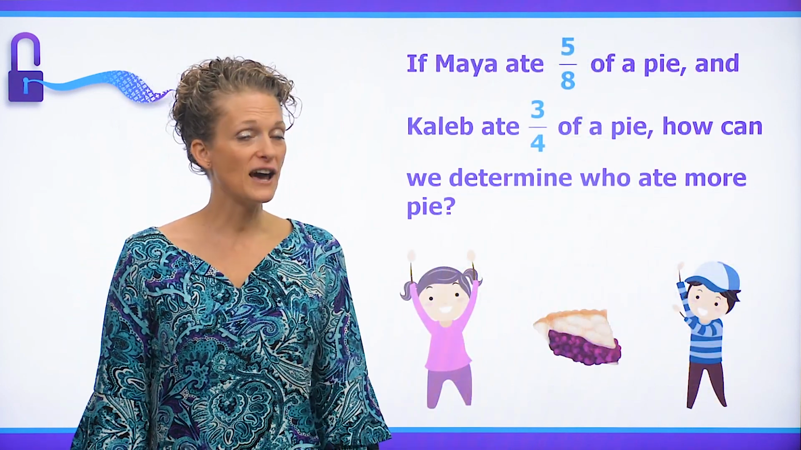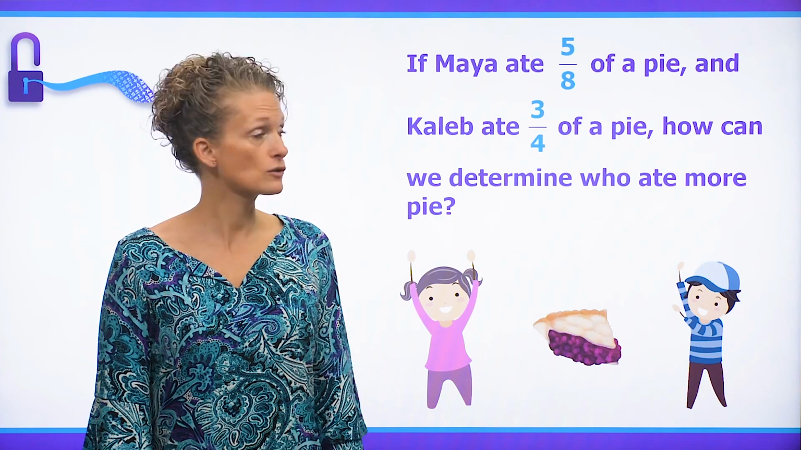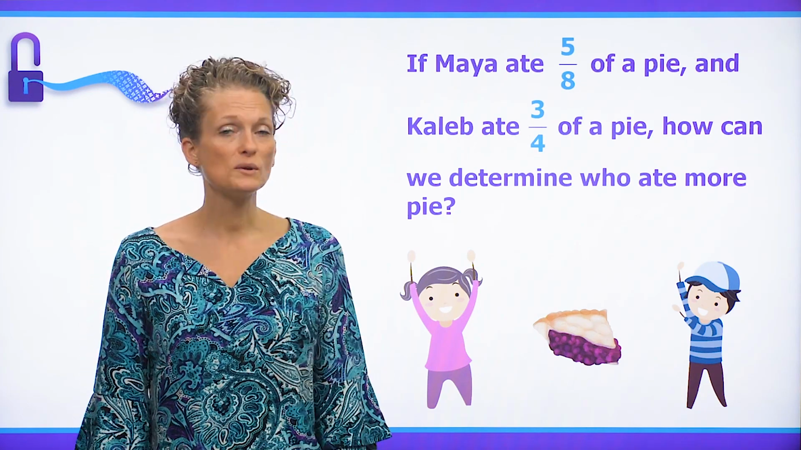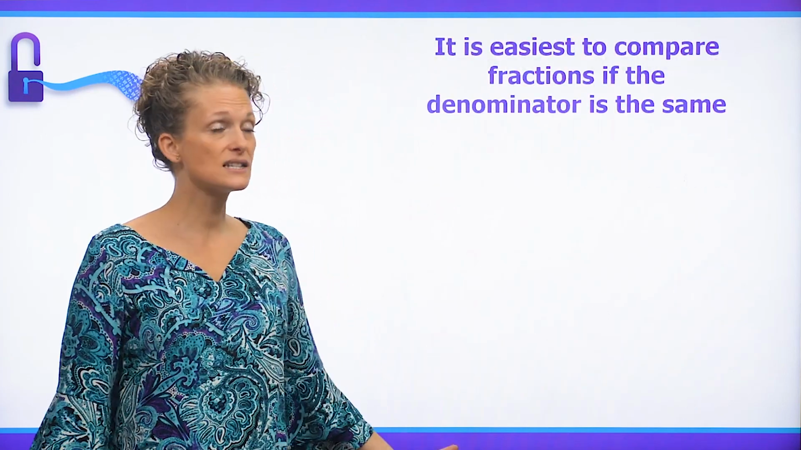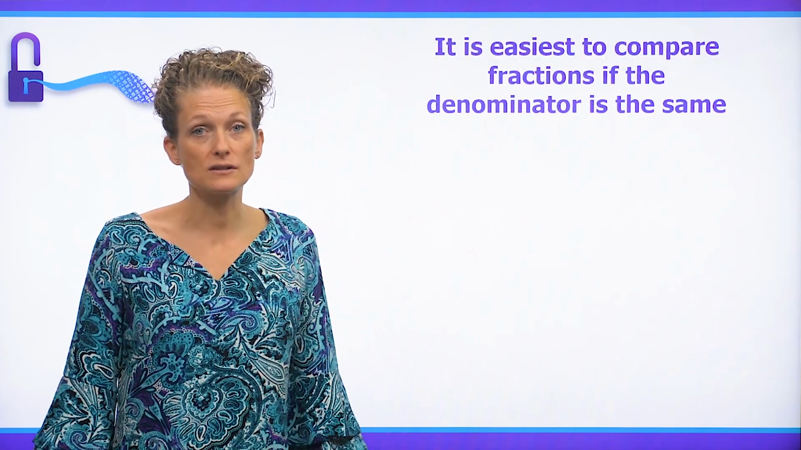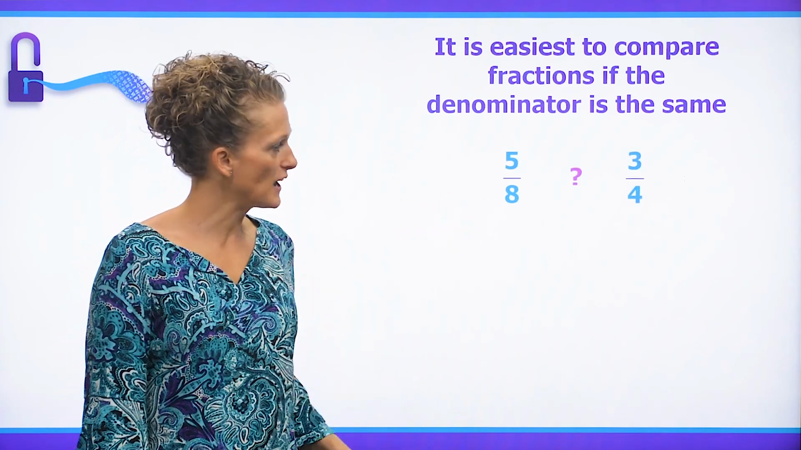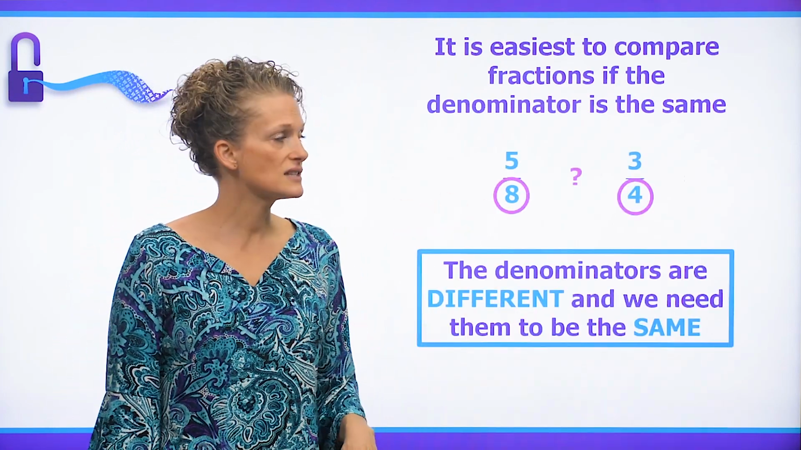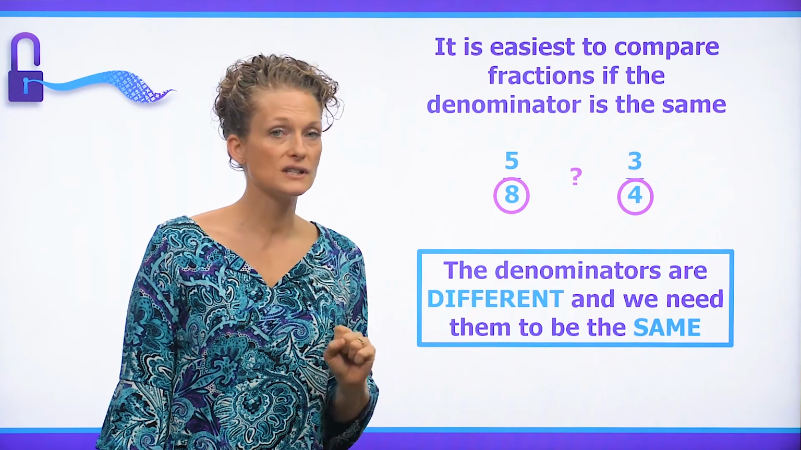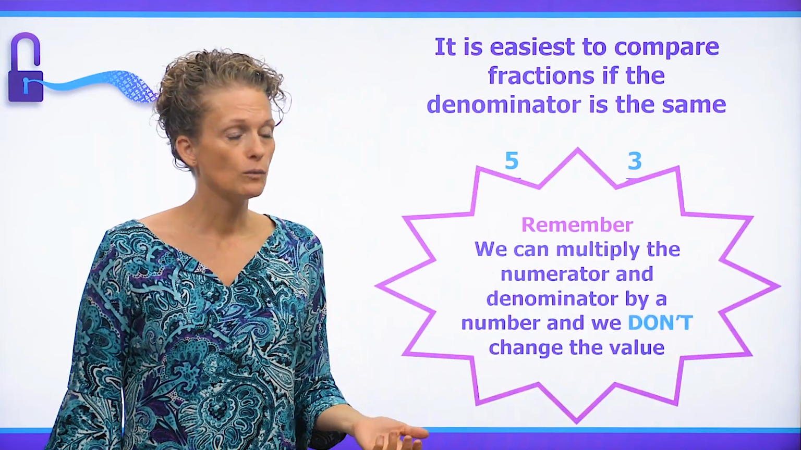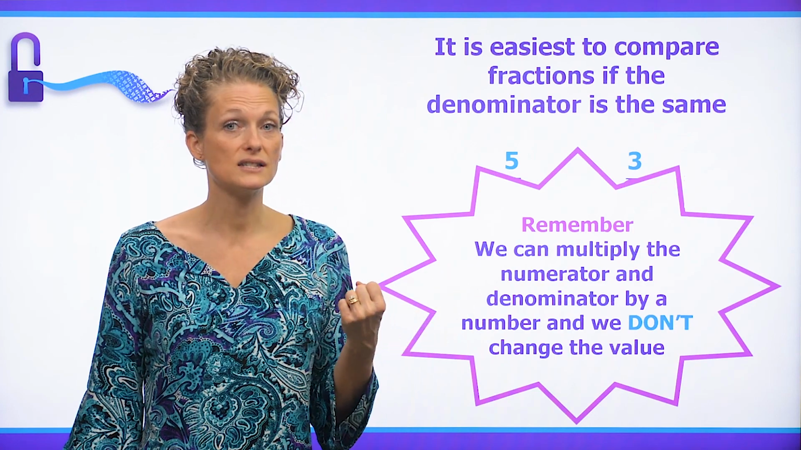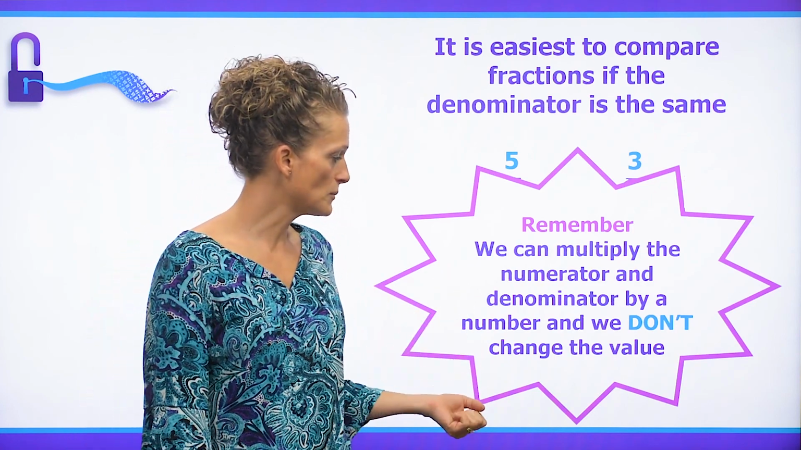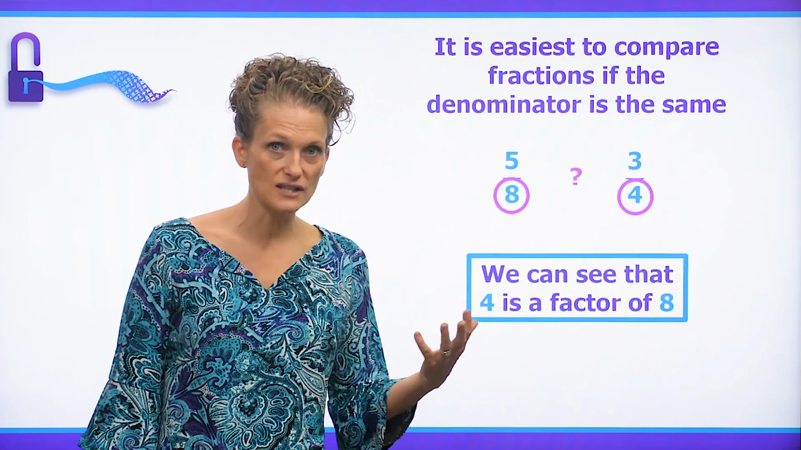Now, if Maya ate 5/8 of a pie and Caleb ate 3/4 of a pie, how can we determine who ate more pie? Well, it's easiest to compare fractions if their denominators are the same. So we're going to compare 5/8 and 3/4, and we can see that the denominators are different, and we need them to be the same. Well, we also remember that we can multiply the numerator and denominator by a number, and we don't change the value. We just said that, right?